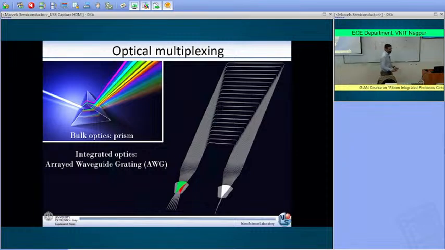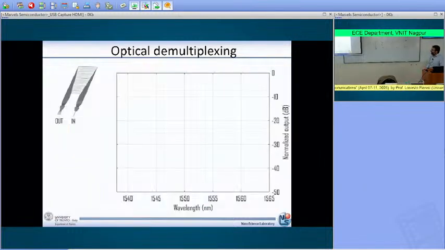Okay? So this is something that you can design quite easily, so the parameters are standard, and you can build your system. And here is an example of what we have done. This is indeed the construction of our array waveguide grating, short AWG, which is behaving as a demultiplexer.